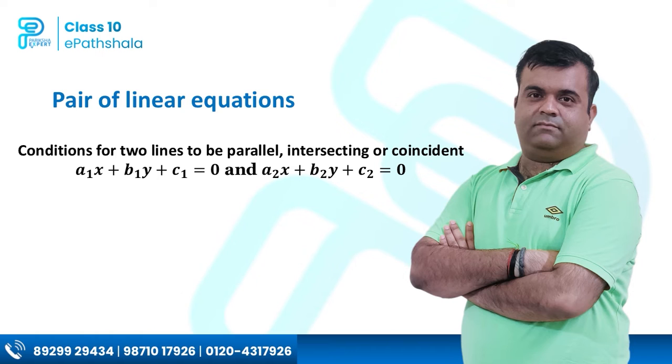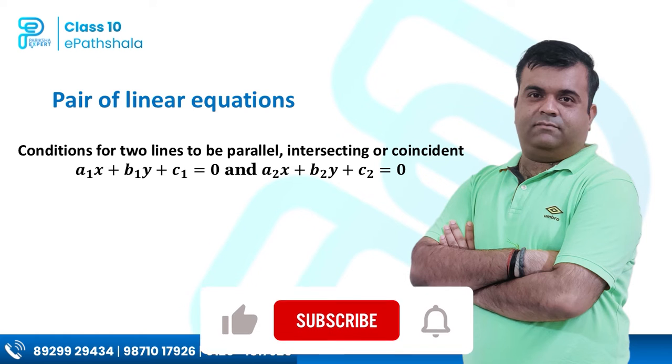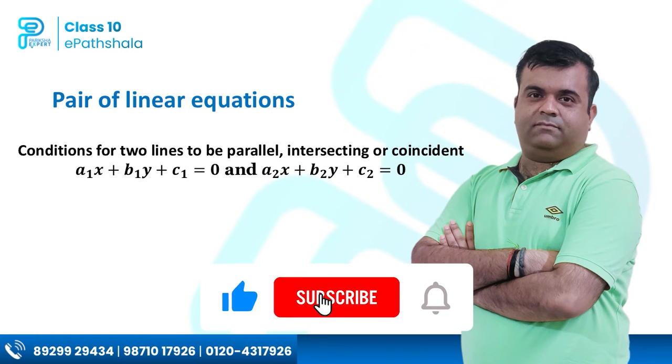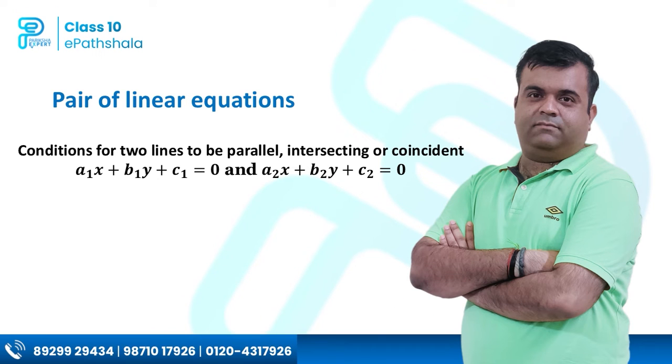Now today in this video we are going to discuss the conditions when we call any two lines parallel, intersecting or coincident. For this particular video, we are assuming the two equations of the lines to be a1x plus b1y plus c1 is equal to 0 and a2x plus b2y plus c2 is equal to 0. So let us study these conditions.